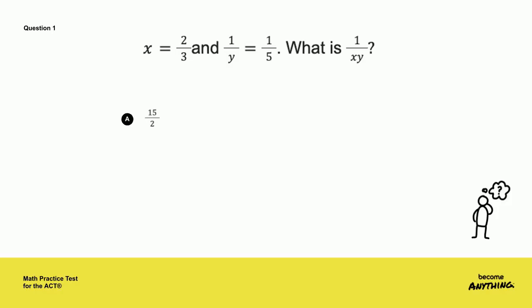Question 1. x equals 2/3, and 1 over y equals 1/5. What is 1 over xy? A. 15 over 2. B. 3/10. C. 10 over 3. D. 2/15.